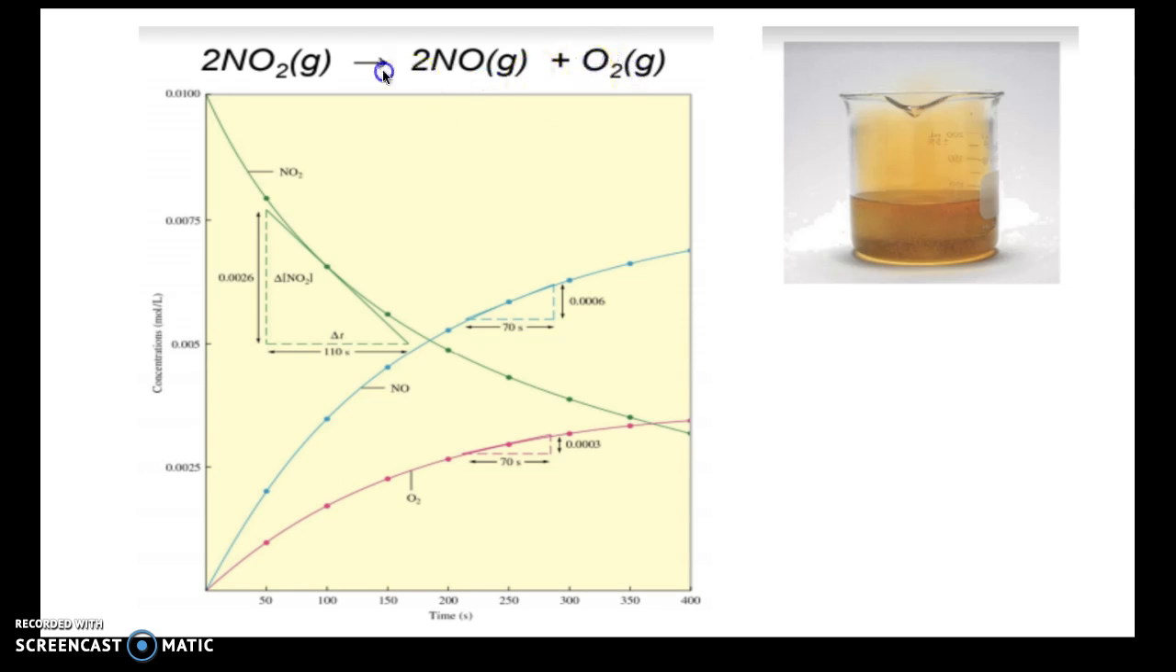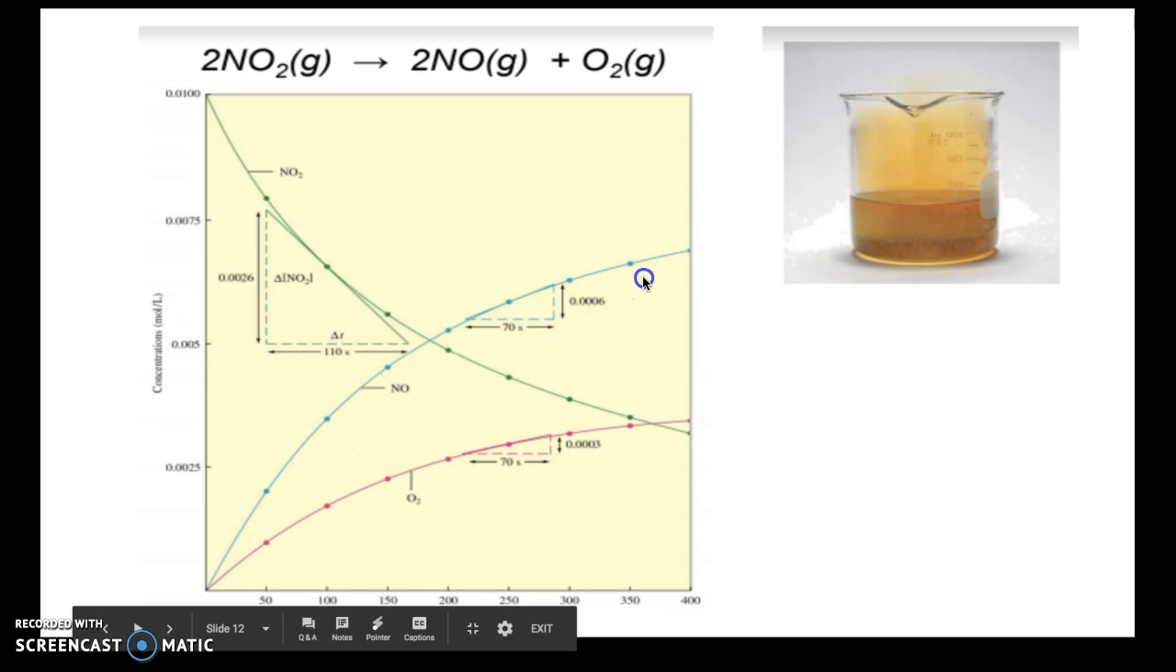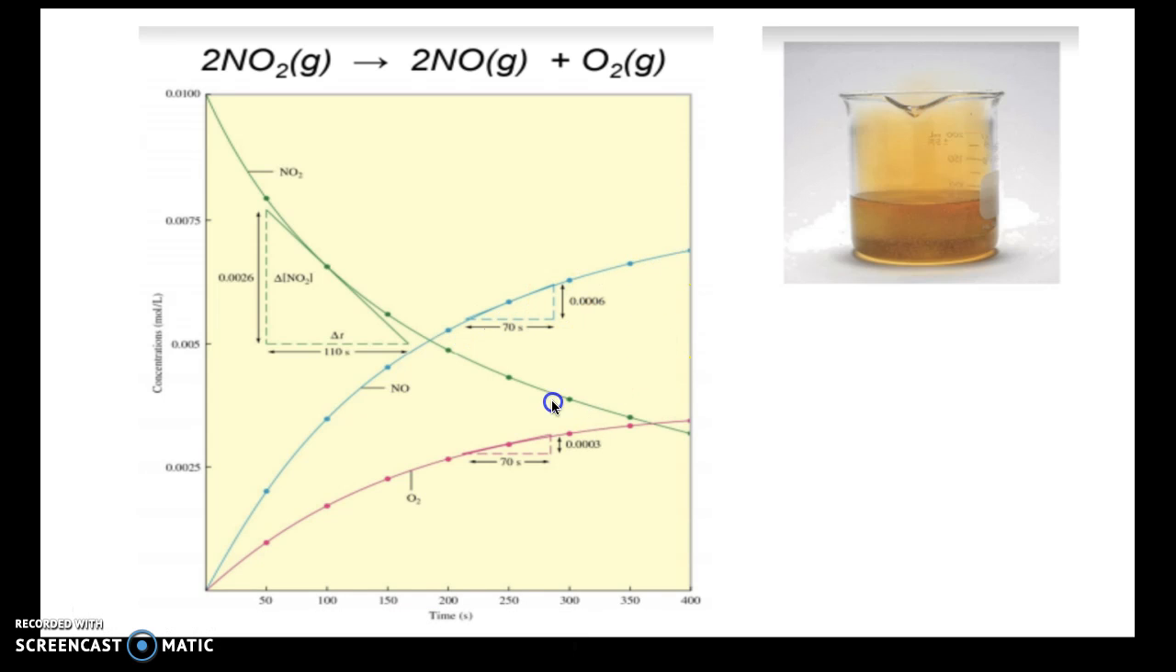And why is that? It's because it has a coefficient of 2, and you can see that in the plot. The blue line is the concentration of NO versus time, and the magenta line here is the concentration of O2 versus time. You can see the slope for the NO is about twice as large as O2, and that again has to do with the fact that we're making twice as much of it as O2.